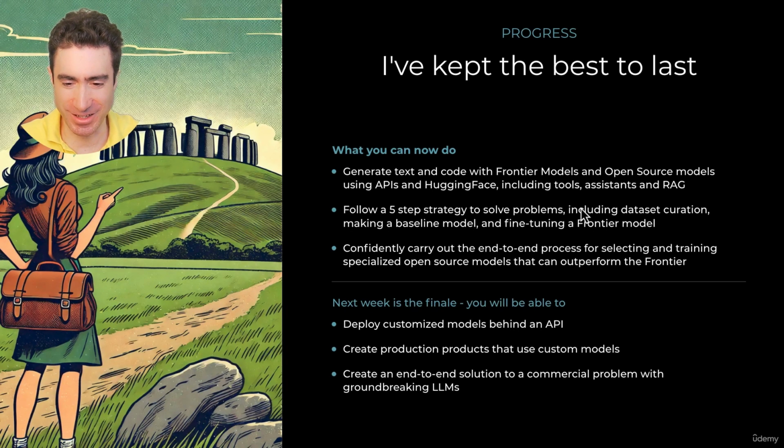It's the end now of week 7. What you can now do, of course, is generate text and code with Frontier APIs and with open source models and Hugging Face. You can solve problems, including dataset curation, a baseline model, and fine-tuning. And at this point, you can confidently carry out the full process for selecting and training an open source model that can outperform the frontier. And that's a big accomplishment.